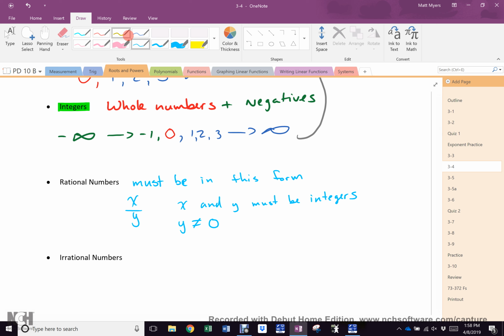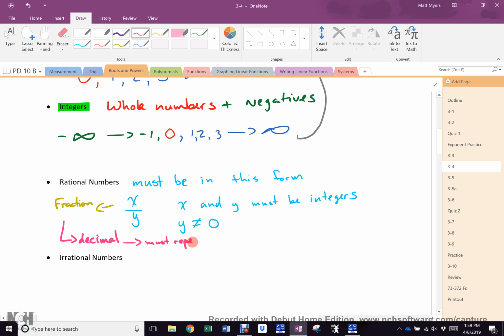So what does that cover? That covers every single fraction is automatically a rational number. And every single fraction that's a proper rational number is also a decimal. But that decimal has rules too. It must repeat or terminate. And terminate means end. Everybody cool?